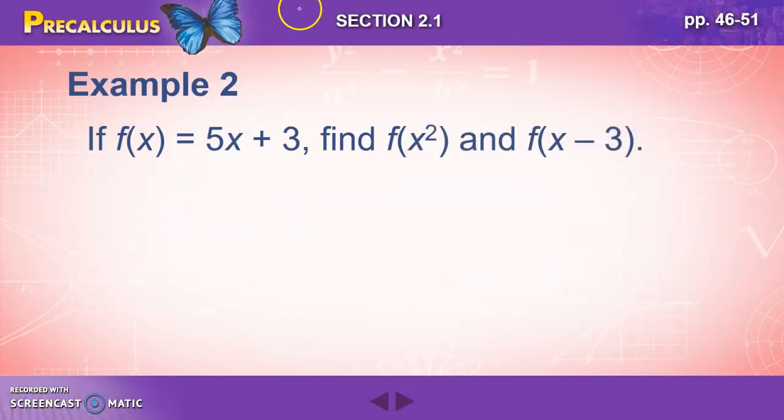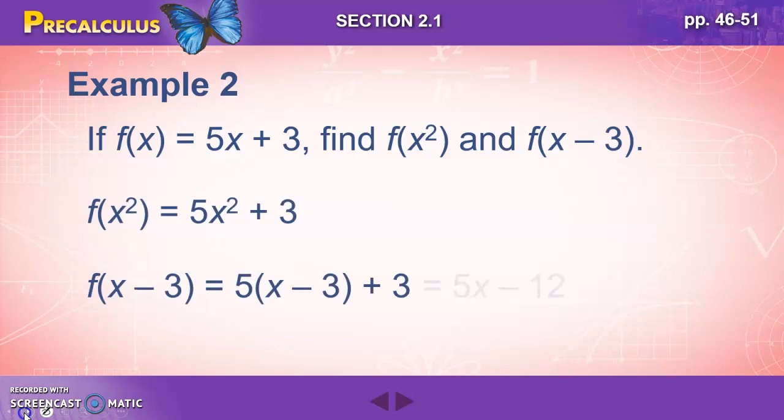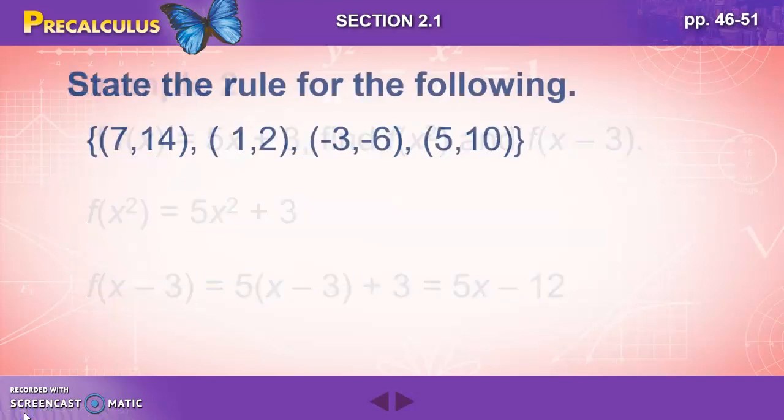If f of x equals 5x plus 3, find f of x squared and f of x minus 3. Pause, try these on your own, and come back and check your work. Hopefully you got 5x squared plus 3 and 5x minus 12.